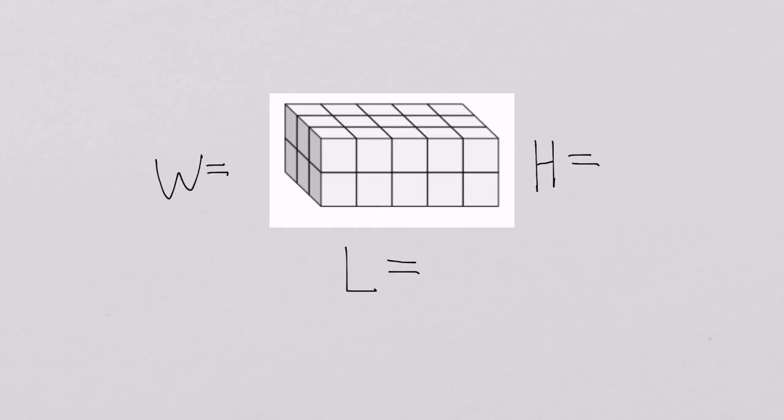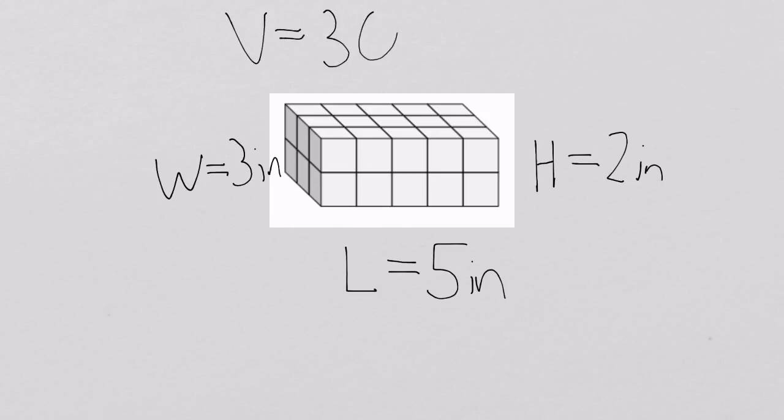Well, we have 5 cubes going left to right. So we're going to say that these are 5 inches long for our length. Our height goes up and down, which is 2 inches. And our width changed this time. It's got 3 cubes going backwards diagonally. So we've got 3 inches as our width. And if you multiplied all of these together, well, what do you know? It still has a volume of 30 cubic inches, just like last time.